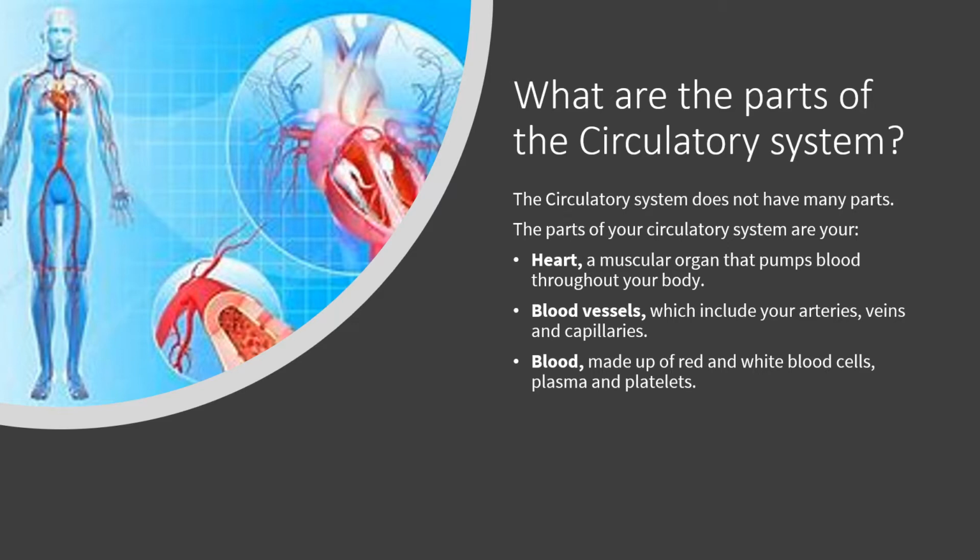What are the parts of the circulatory system? The circulatory system does not have many parts. The parts of the circulatory system are your heart, a muscular organ that pumps blood throughout your body, blood vessels, which include your arteries, veins, and capillaries, and blood, made up of red and white blood cells, plasma, and platelets.